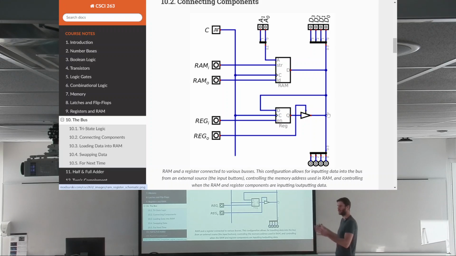Up until now, we've only looked at logic circuits where we controlled inputs and outputs. We built registers, latches, and RAM. But we were always dealing with individual components. Now, I want to control multiple components at the same time and have them interact with one another.